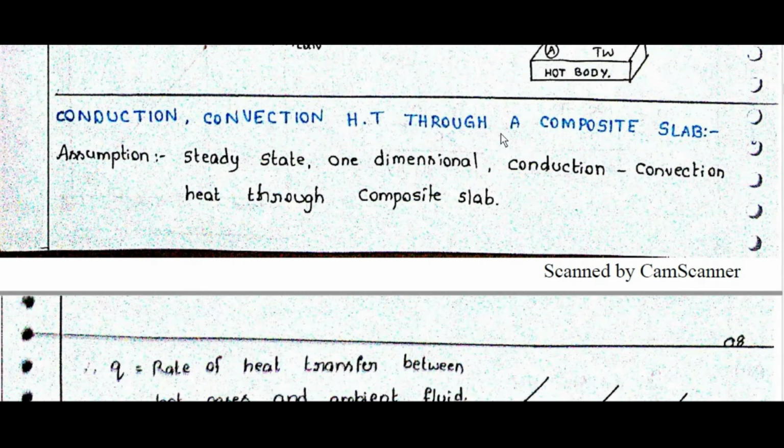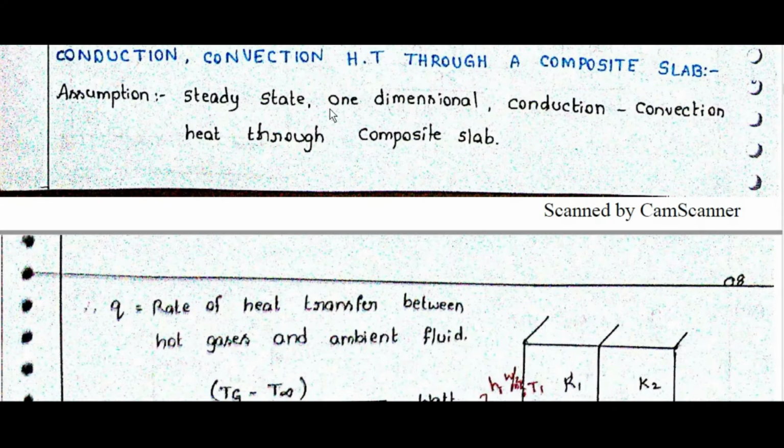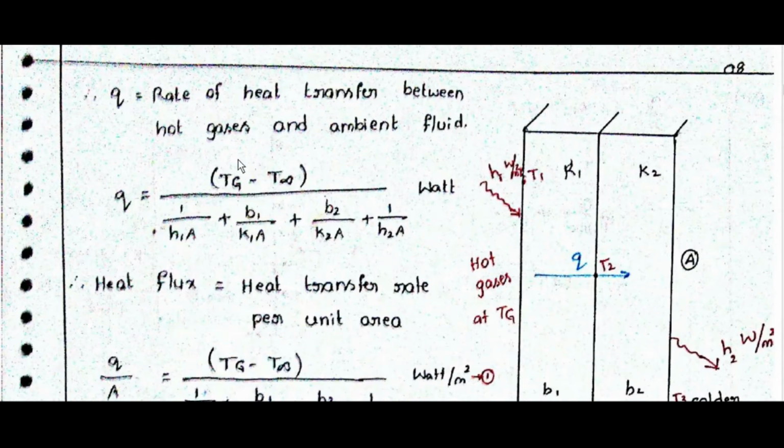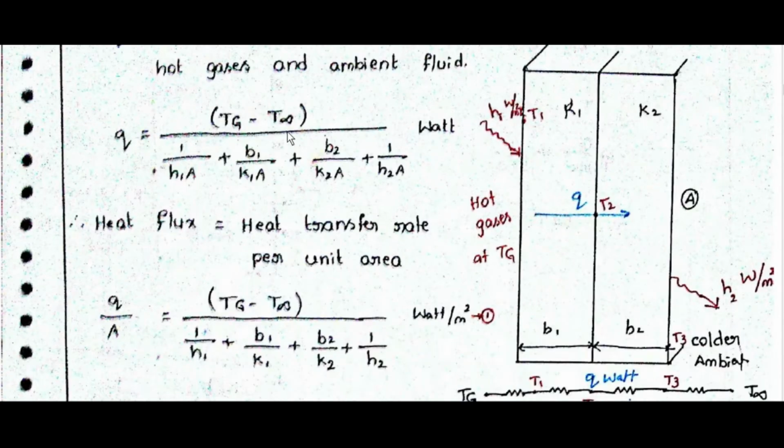Conduction, convection, heat transfer through a composite slab. Assumption: steady state one dimensional conduction, convection heat through composite slabs. Q is equal to rate of heat transfer between hot gases and ambient fluid. Q is equal to T_g minus T infinity by 1 by h1A plus B1 by K1A plus B2 by K2A plus 1 by h2A watt. With h1, h2, hot gases at T_g, Q, T2, K1, K2, B1, B2, T3, colder temperature.